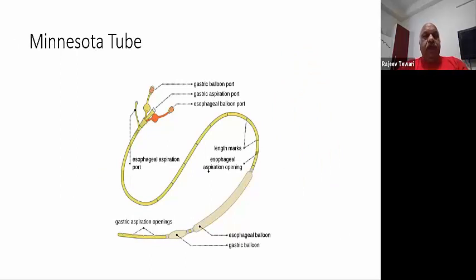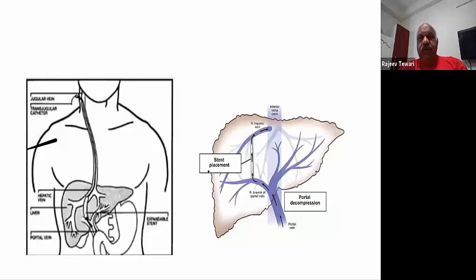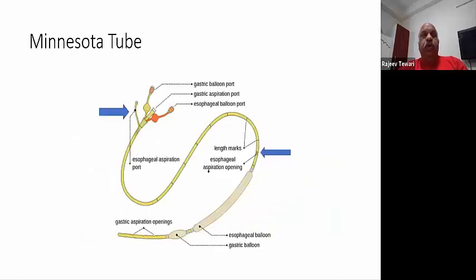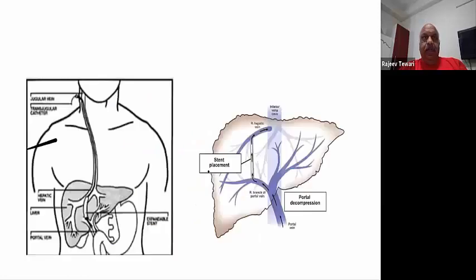So we do have a Minnesota tube. The only difference between Sengstaken and Minnesota is that this tube has an additional channel for esophageal aspiration. Next slide. Once more, yeah. So the previous one. These two blue arrows are showing the esophageal aspiration channel, which is given in Minnesota, not in Sengstaken-Blakemore. Next slide.